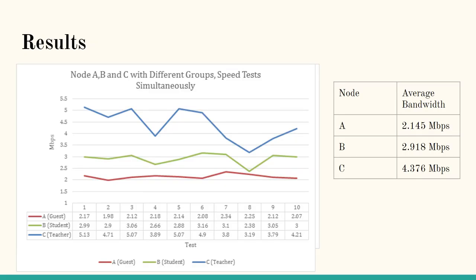This is a sample result from a simple experiment that we made. We did a simple test from node A, node B, and C, and these nodes are assigned to each different group. We did the simple speed test, and we discovered that after 10 trials, the average bandwidth of each group is near the said settings for each group. For node A, we get 2.145 Mbps, and their setting is 2 Mbps. For node B, we're getting 2.918 Mbps, and their setting is 3. For node C, the setting is 5 Mbps, and they are getting 4.376 Mbps.